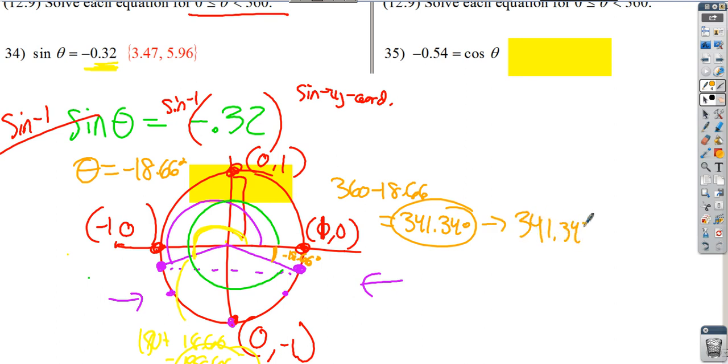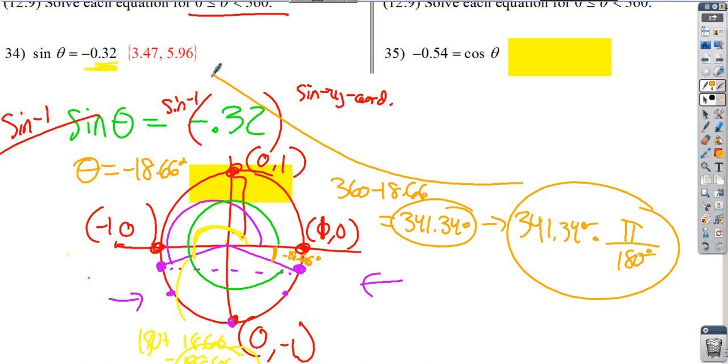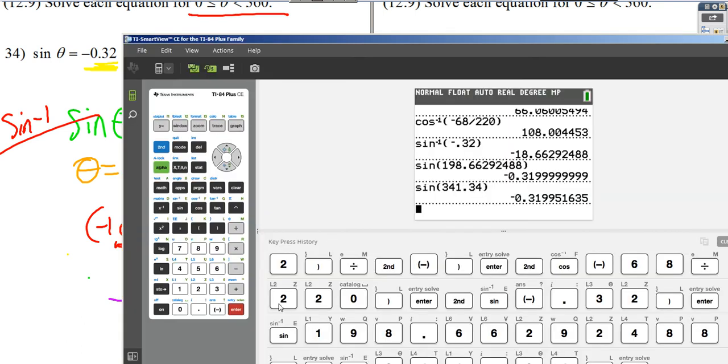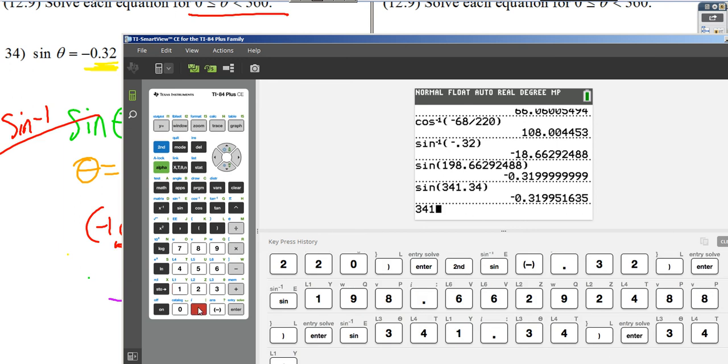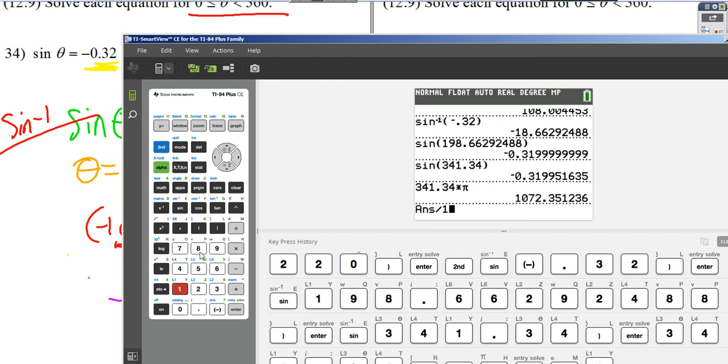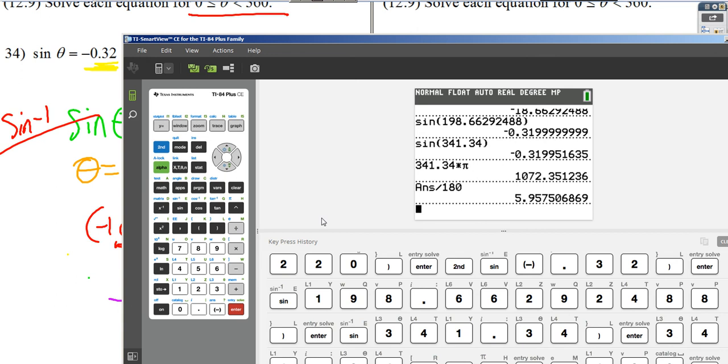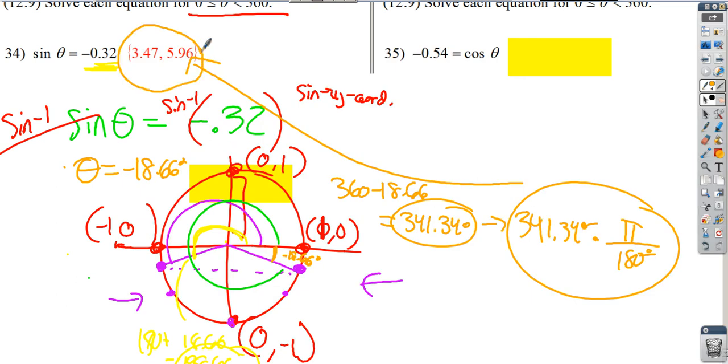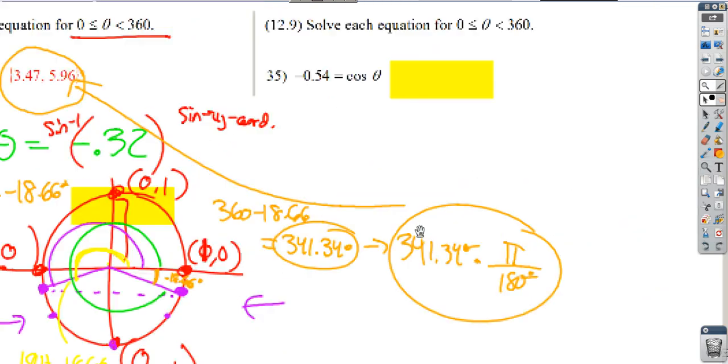If you want to convert something to radians, you do pi over 180. So let's plug this into a calculator, and it's going to turn out to be this number right here. I'm not sure why they said solve in degrees but gave us an answer in radians, but they did, so let's verify. So 341.34 times pi, and then we're going to divide that by 180. We should get 5.96, and we do. So yes, these are the answers that we had, except they just put them in radians instead of degrees.